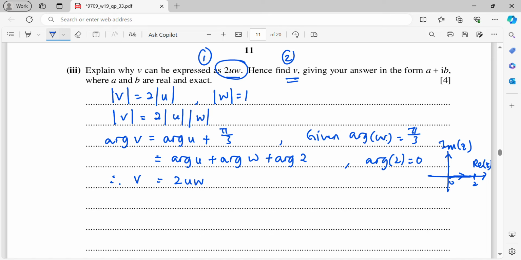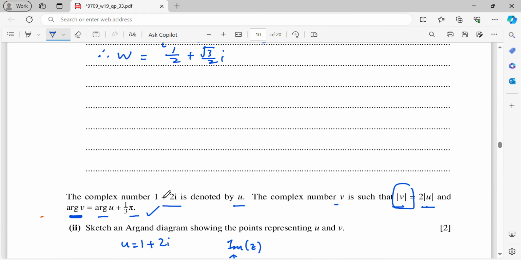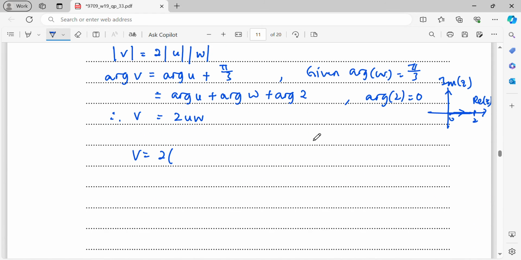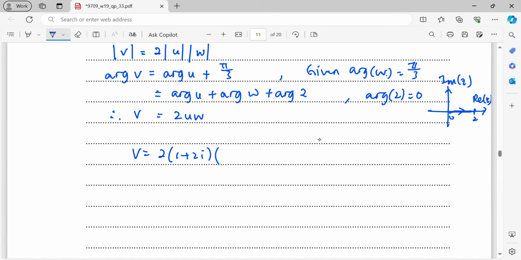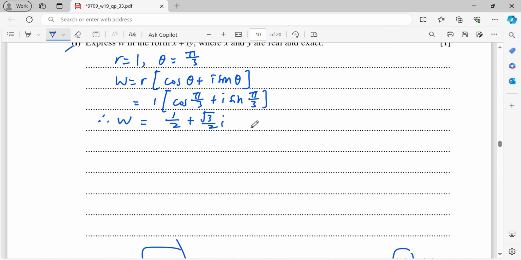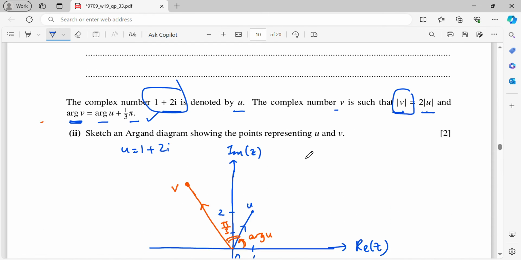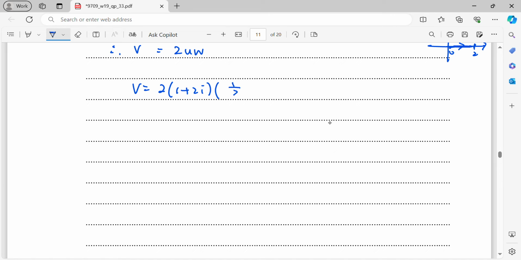Now, hence find V. How to find V? V is 2U times W. U is given, so U is 1 plus 2i. Then W is found in the previous part: half plus root 3 over 2 i. So then I will do expansion. But before I do expansion, I notice that the half and the root 3 over 2 both have denominators 2, which can be simplified with the 2. So I will directly cancel off first before I do expansion.